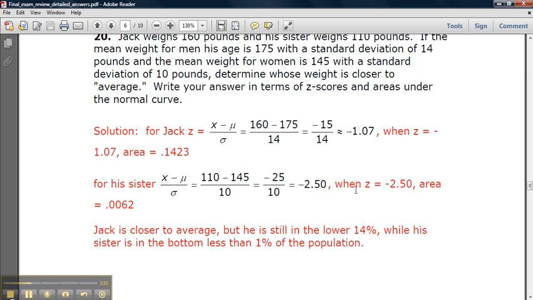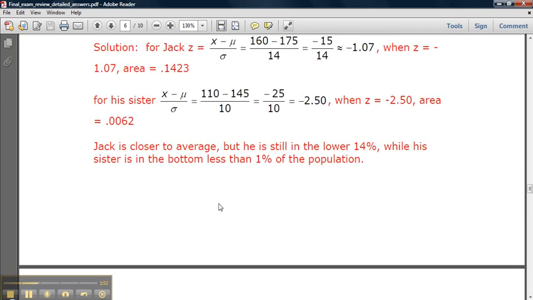And I noticed they found the area under the curve to the left of those values. So here, the area is 0.1423, and this area is 0.0062. And again, this is just the area to the left of those values. So that's it for that one.